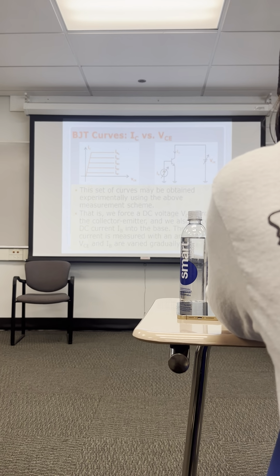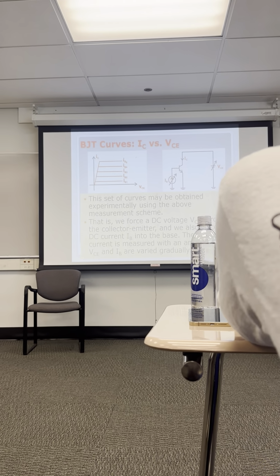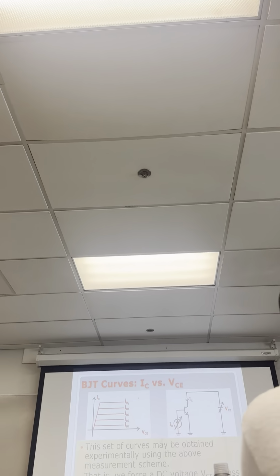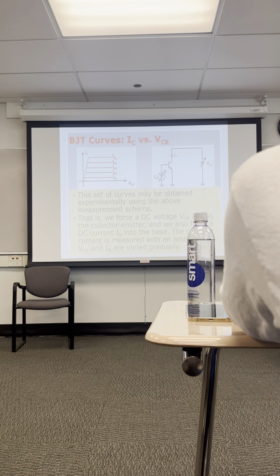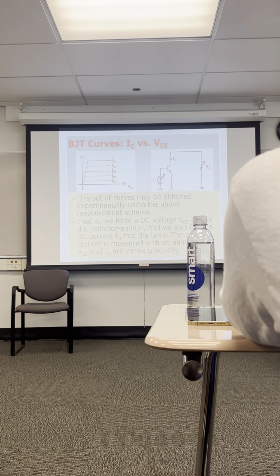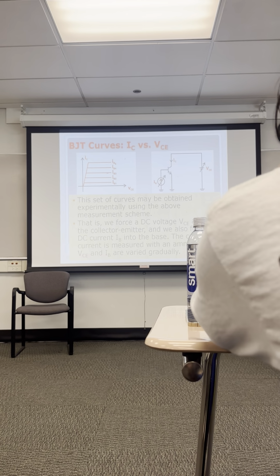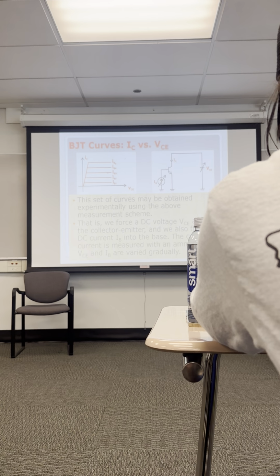Collector curves here, and that's where the collector-emitter voltage is plotted with the collector current on the y-axis. And then your part is to select a base current from the group of curves for each type of transistor. This image here just shows how the curve is actually generated.